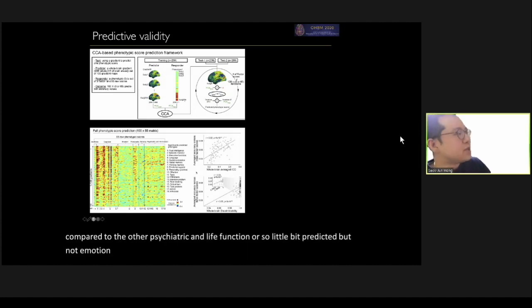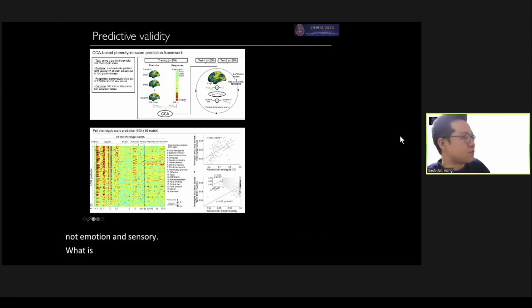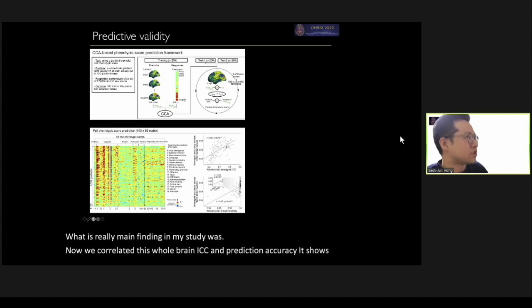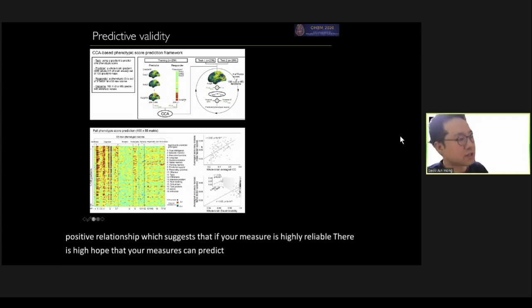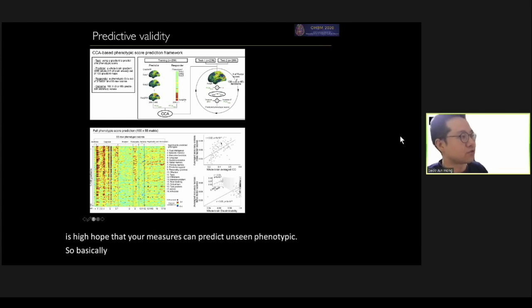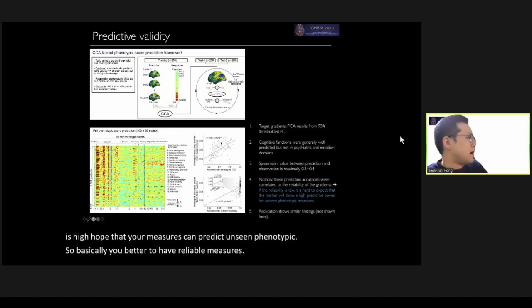What was really the main finding in my study was that we correlated this whole brain ICC and prediction accuracy. It shows a strong positive relationship, which suggests that if your measure is highly reliable, there is high hope that your measure can predict unseen phenotypic scores. So basically, you had better have reliable measures.